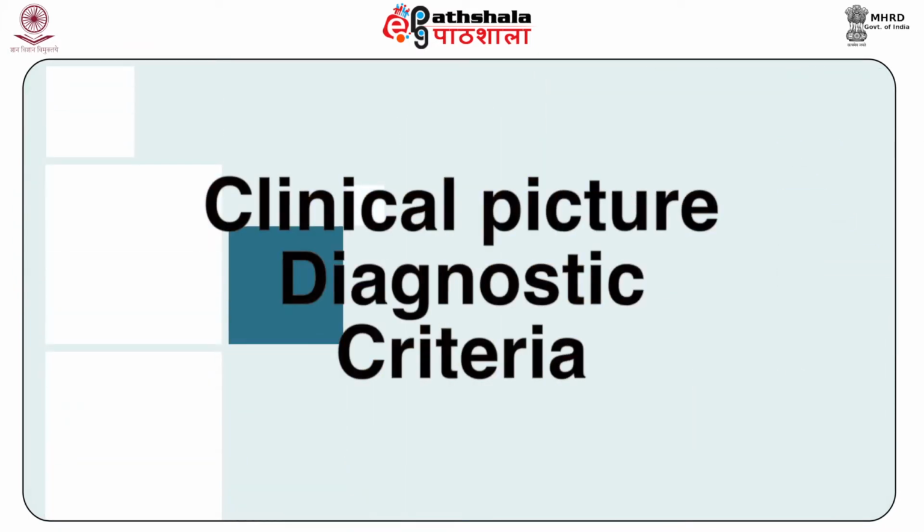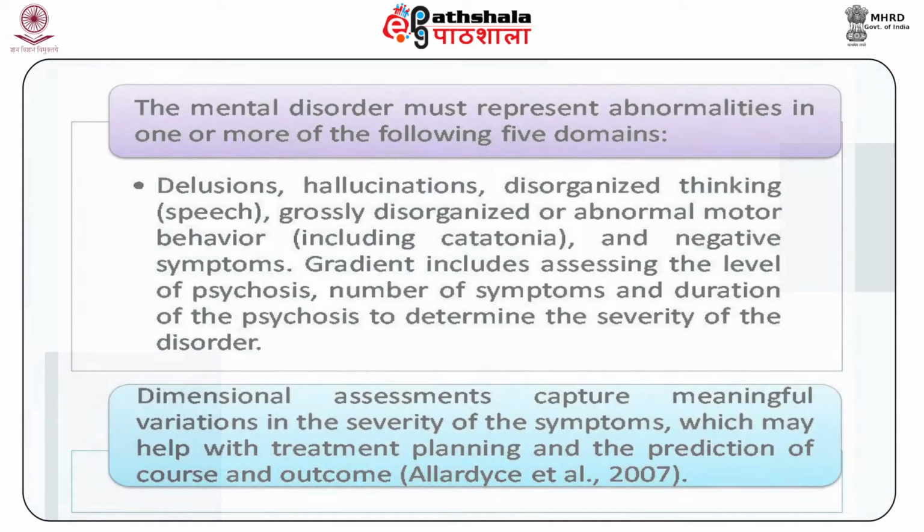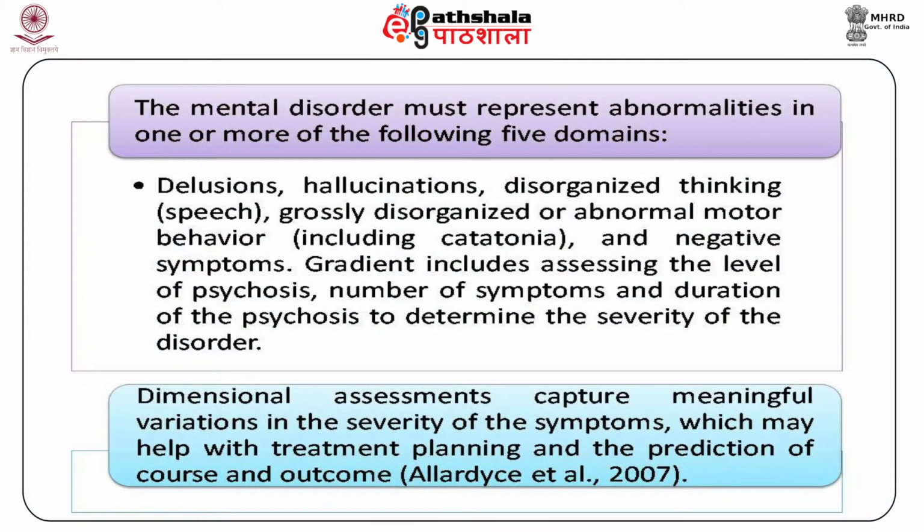Clinical picture and diagnostic criteria. The diagnosis of schizophrenia spectrum disorder in general can be found in DSM-5, published by APA in 2013 under the chapter Schizophrenia Spectrum and Other Psychotic Disorders. According to DSM-5, schizophrenia spectrum disorders are diagnosed by keeping in mind three factors: domains, gradients, and dimensions of psychopathology. The mental disorders must represent abnormalities in one or more of the following five domains, which are delusions, hallucinations, disorganized thinking, grossly disorganized or abnormal motor behavior, and negative symptoms.